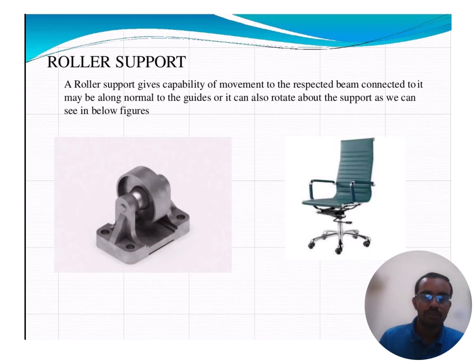Then the third support we are going to see is the roller support. Roller support is capable of movement of the connected beam, along the normal to the guide, or it can rotate along the support, as we can see. See, if we apply a vertical load on this rolling chair, it can withstand. If you apply a horizontal force, what will happen? The chair will roll away from its fixed position. This shows that this type of support carries only vertical loads. It can't withstand horizontal load or any moment. So roller support can resist only one load, that is vertical. So it carries only the vertical reactions alone.